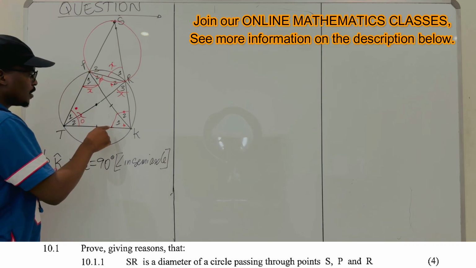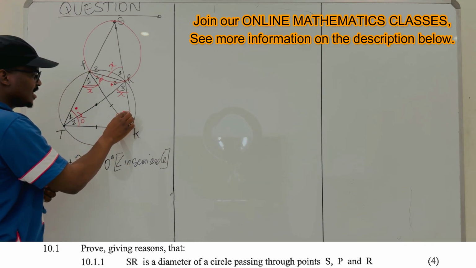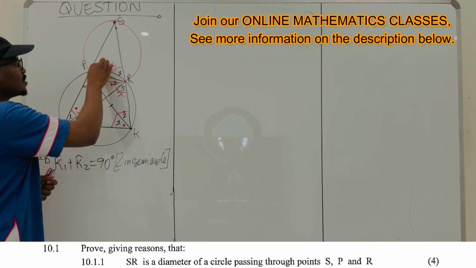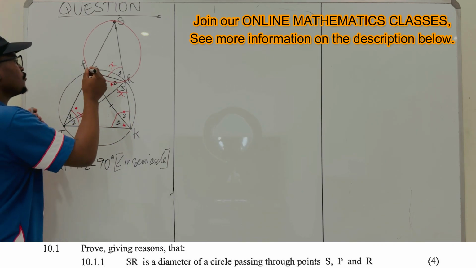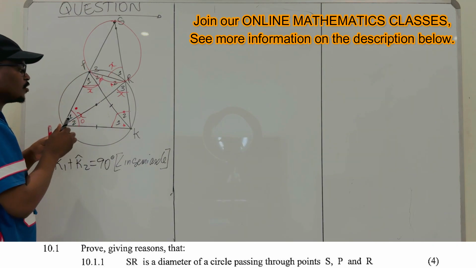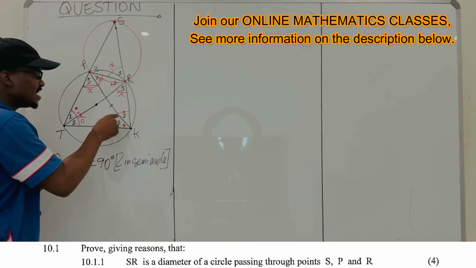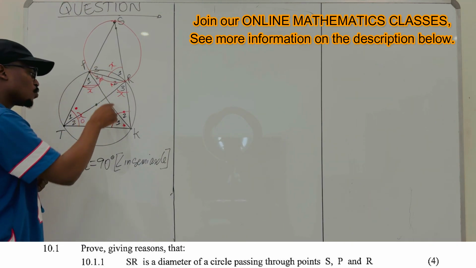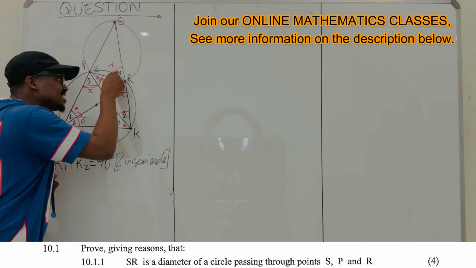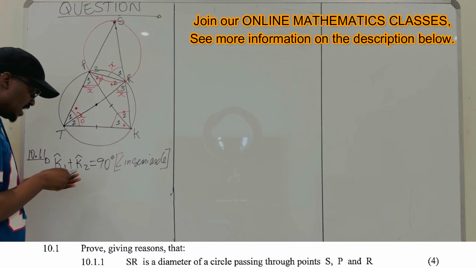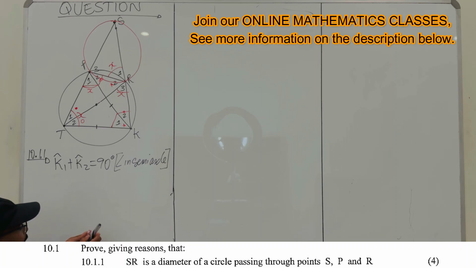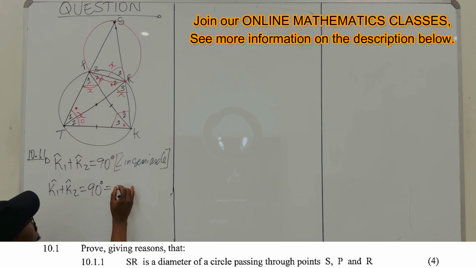But look now, K1 and K2, this angle here, is equal to that one because P3 is an exterior angle of your cyclic quadrilateral. I said an exterior angle of a cyclic quadrilateral is equal to the interior opposite angle. The same way I said this is equal to that. So in that case, now we can say this K1 plus K2, which is equal to 90 degrees, is also equal to what? Is equal to P3.